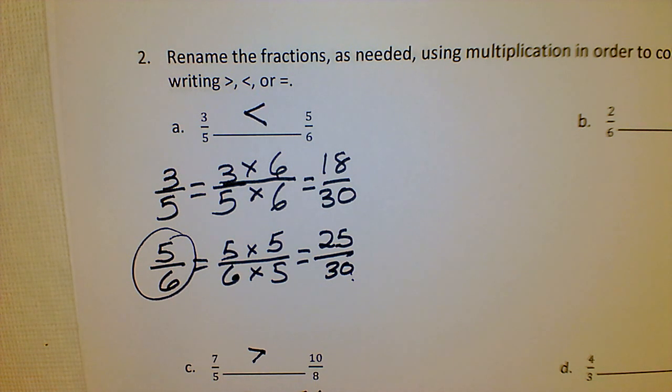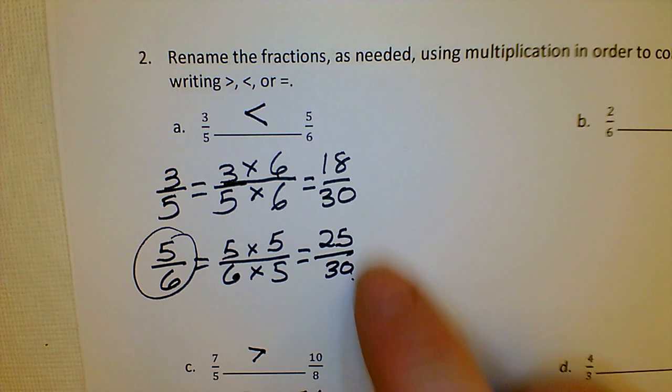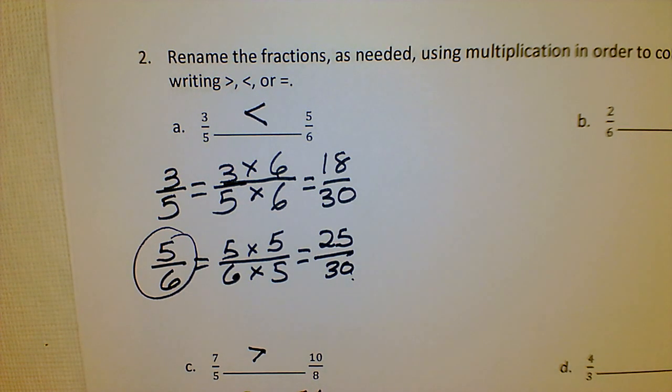So that's it, class. This is like a super quick lesson, and I did a ton of examples. So again, what we are doing is multiplying by the other fraction's denominator to come up with a denominator for both the fractions that matches. We're basically finding a common denominator by using multiplication.